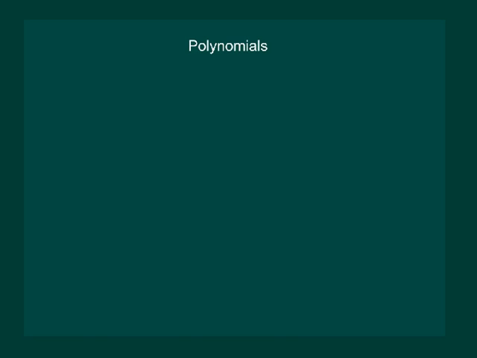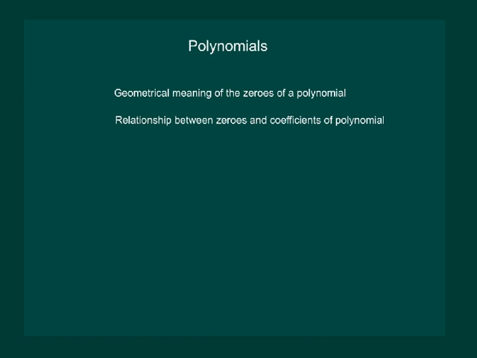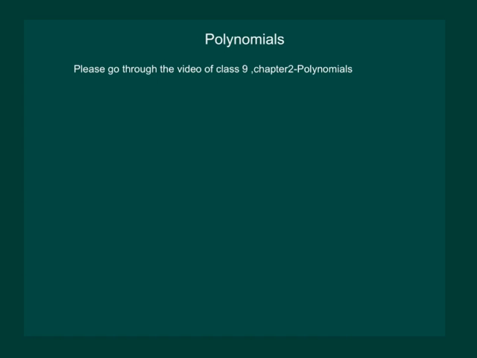Polynomials. In this chapter, we will extend our study to the geometrical meaning of the zeros of a polynomial, the relationship between zeros and coefficients of a polynomial, and the division algorithm for polynomials. We have studied polynomials in class 9th, chapter 2. You can go through the videos and revise it. Here we shall start with revising some basics that would be required for the further study about polynomials.